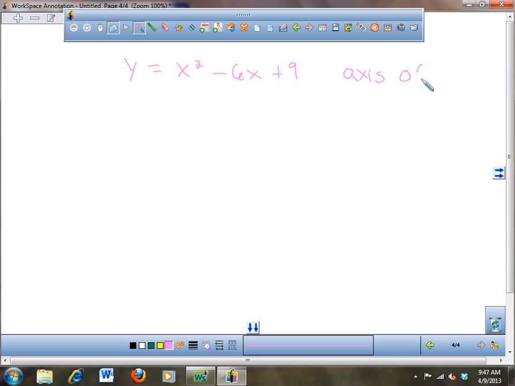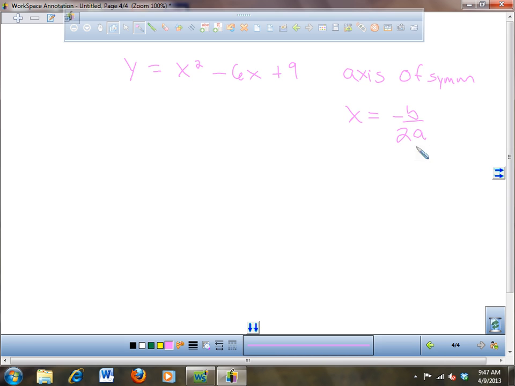Axis of symmetry, x equals negative b over 2a. What's negative b in this case? What's negative b, Lily? So what's b? Start with where's b? It's ax squared plus bx plus c. What's b? Negative 6. So what's negative negative 6? A negative negative is positive. So it's just positive 6.